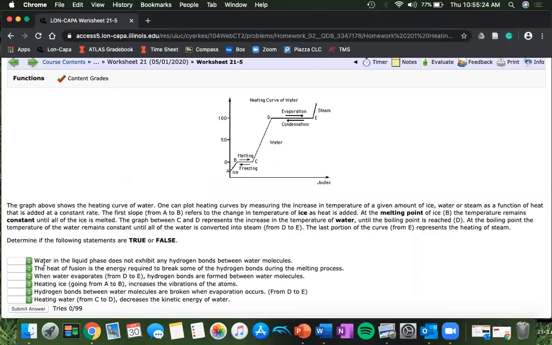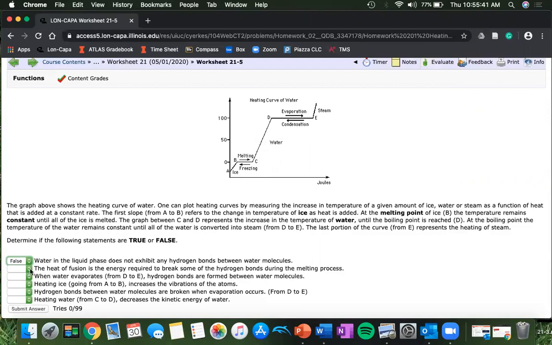So for our first statement, they're saying that water in the liquid phase does not exhibit any hydrogen bonds between water molecules. So without even identifying or looking at this phase, we know that this is going to be a false statement. In the liquid phase, water does exhibit hydrogen bonds.